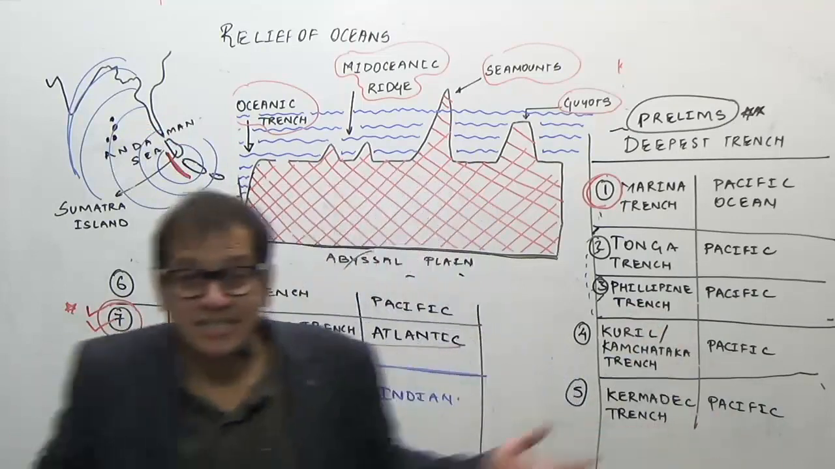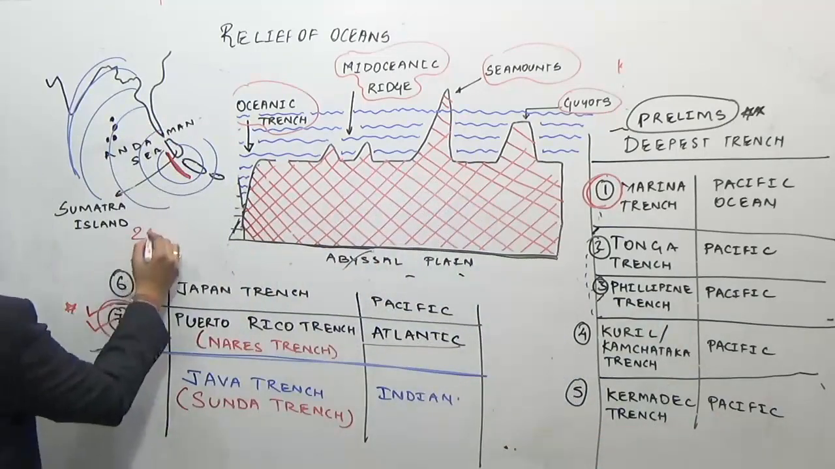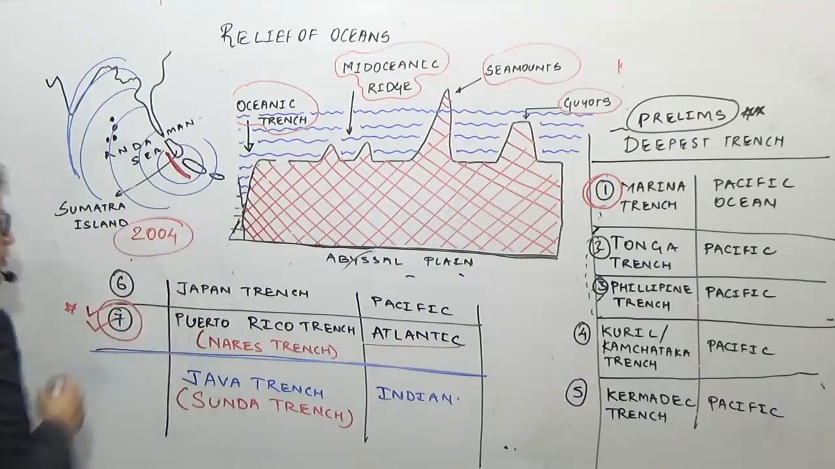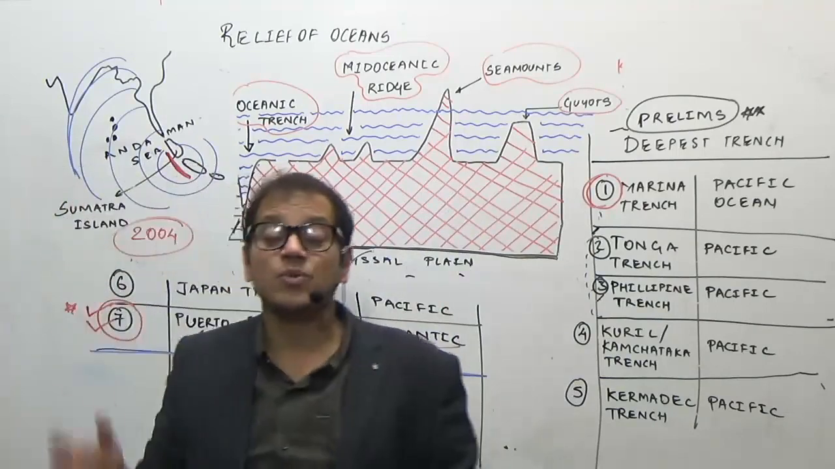Which was the most dangerous of the tsunamis? The 2004 tsunami was one of the most dangerous of all the tsunamis. So this was the trench.